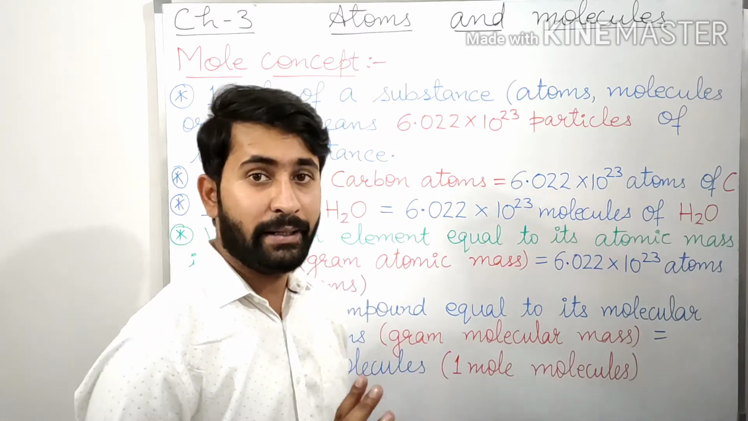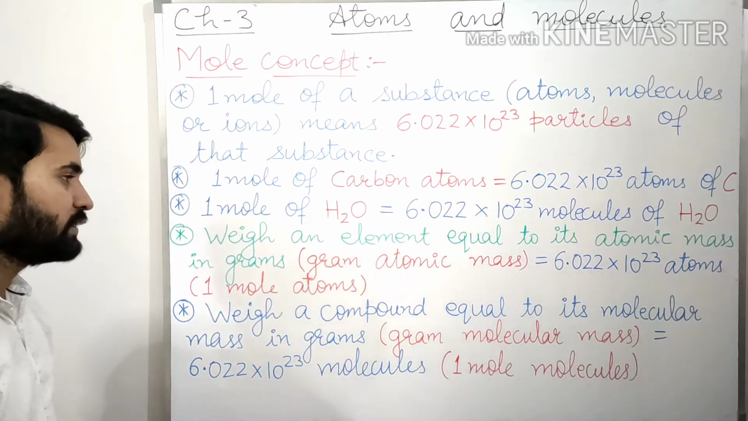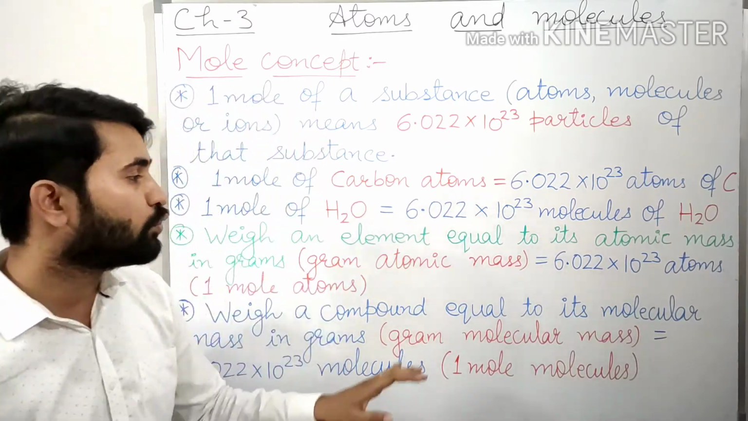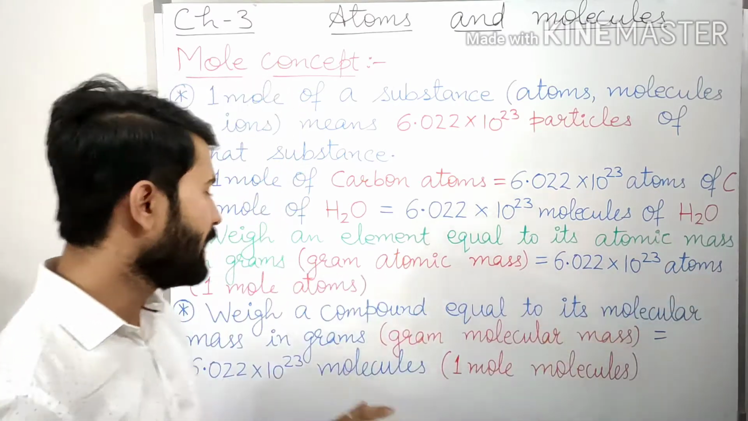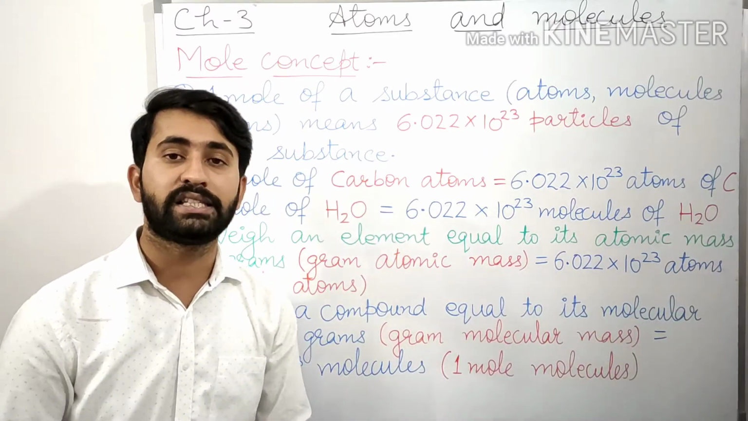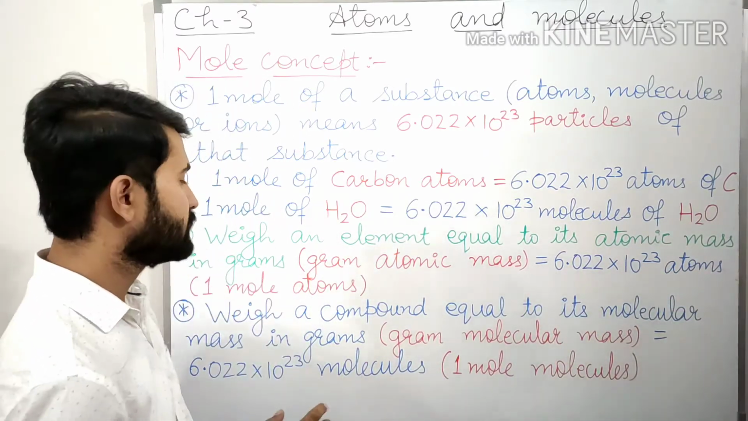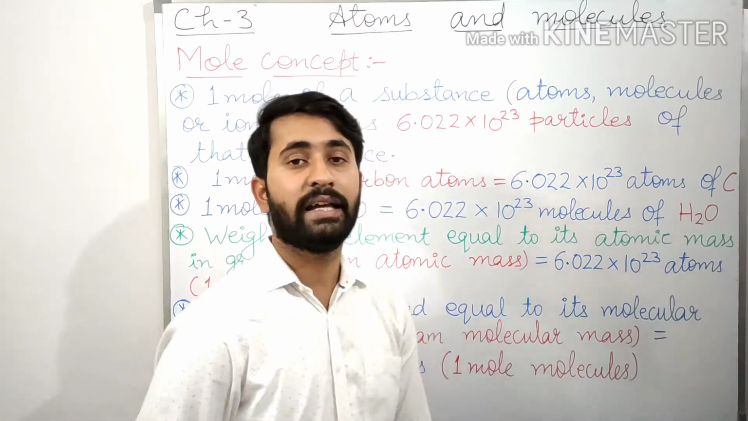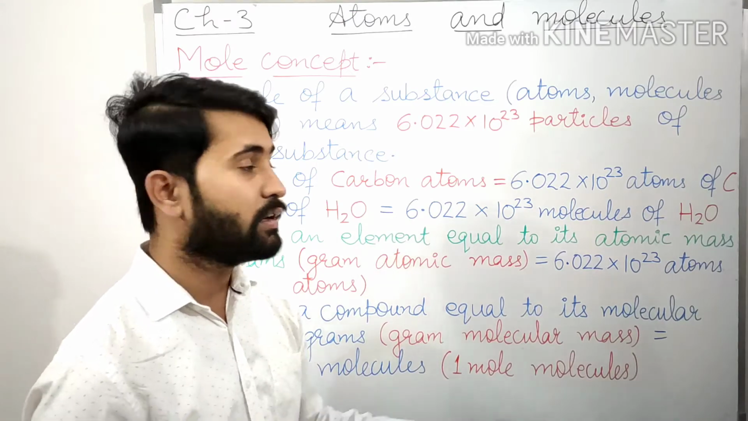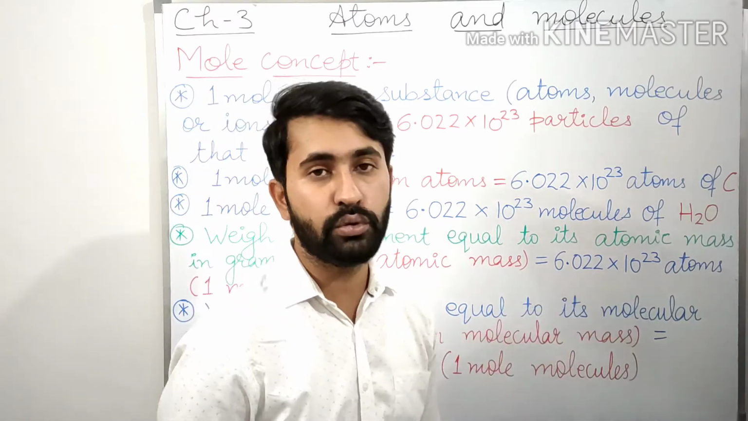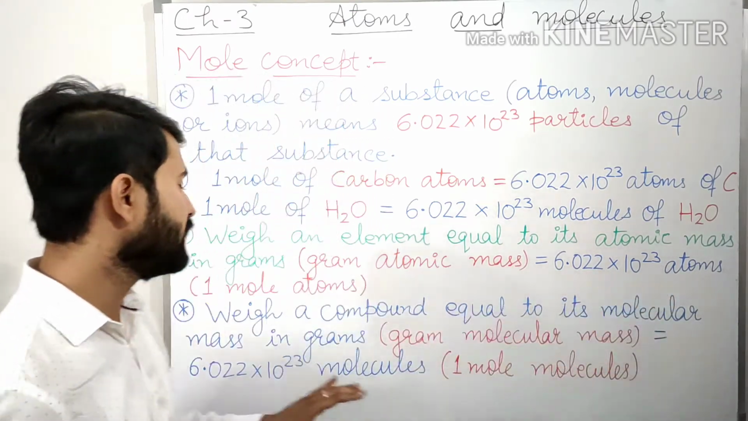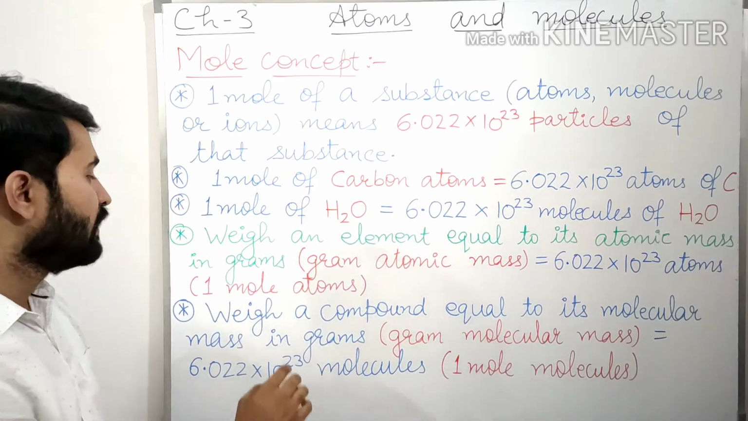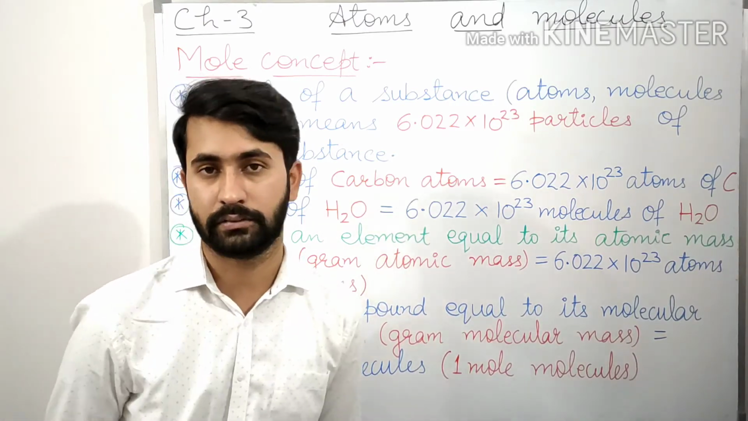From the experiments, it has been found that if we will weigh an element equal to its atomic mass in grams, this atomic mass in grams is known as gram atomic mass, then it will have 6.022 × 10^23 atoms, or we can say it will have 1 mole atoms.